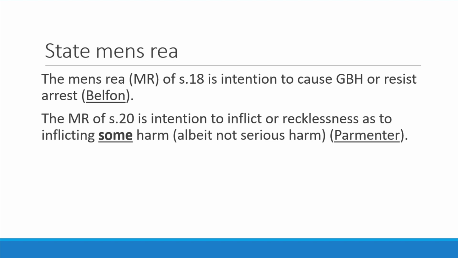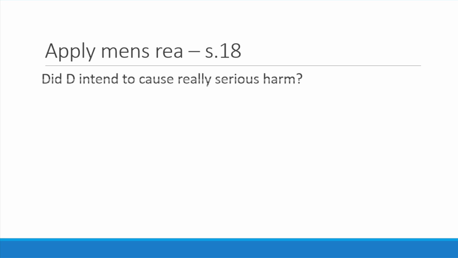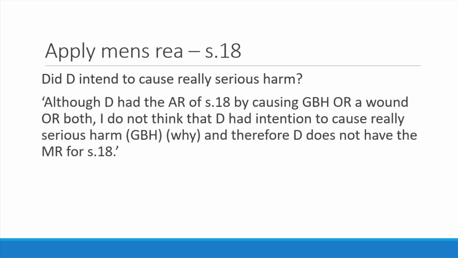And this is the difference between the two offences. This is why section 18 is the more serious offence, because you intend to cause really serious harm, whereas in section 20 you intend to inflict some harm only, or you are reckless. Recklessness is not available as part of section 18, and you need to always think, could it be section 18 first? So when you're applying, did the defendant intend to cause really serious harm?